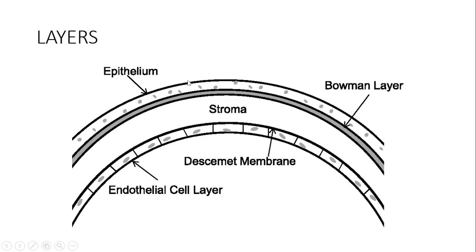The last but not the least is the subepithelial plexus. It gives sensation to the other layers that are found beneath the epithelium. So we can talk about the Bowman's, stroma, the Descemet's, and of course the endothelium.